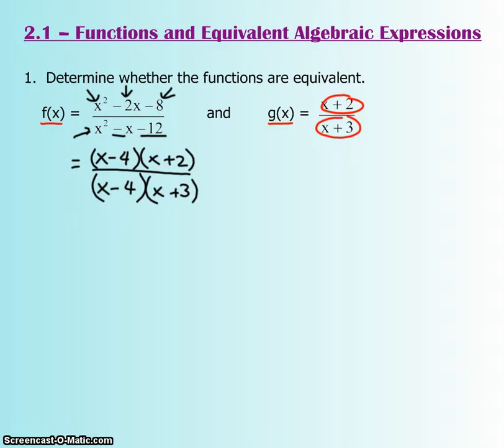Now that I've factored, I notice, oh, okay, so they do have a common factor, something on the top and something on the bottom. We can cancel those out now because we've already factored them out. So you're left with x plus 2 on the top and x plus 3 on the bottom. And what do you know? It looks exactly like g at x. So therefore, these two are equivalent.